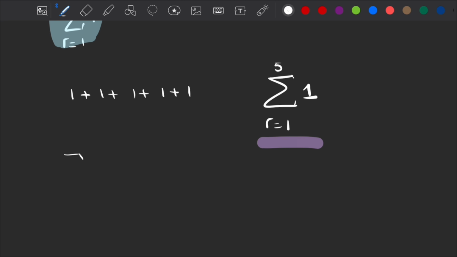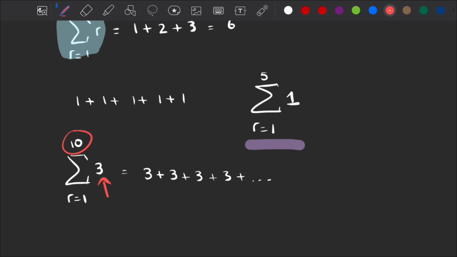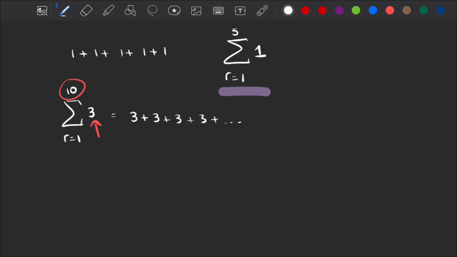If I have this sum, for example, with the number 3 here instead, this just means 3 added to itself 10 times. So if you have a constant over here, this number just tells you how many times you're adding that constant to itself. Now let's look at some more complex sums.